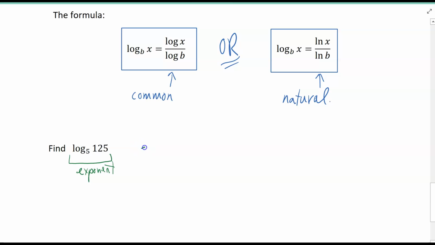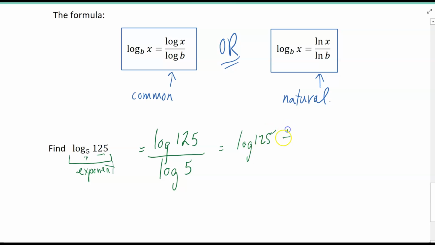With the calculator, we didn't punch in our log key, but we have to change the base. We'll make it base 10. So we take log of the argument divided by the log of the base. That can be keyed into the calculator exactly as you read it. Log 125 divided by log 5 equals, try that. And you should see that the answer is 3.